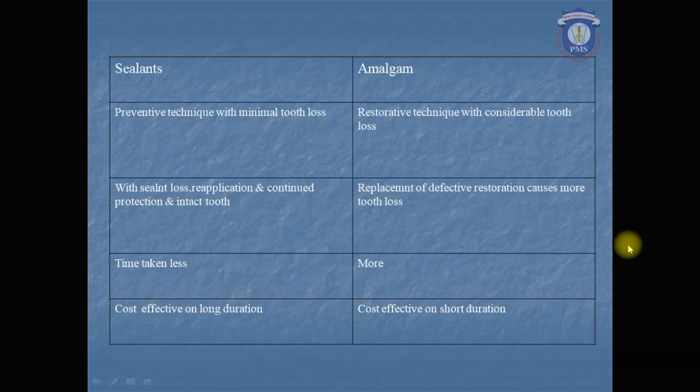Sealants: preventive technique with minimal tooth loss. Amalgam is a restorative technique with considerable tooth loss. With sealant loss, there is replication and continued protection of an intact tooth. Replacement of a defective restoration causes more tooth loss. Time taken is less for sealants, whereas in amalgam it is more. Sealants are cost effective in the long duration, and cost effective in the short duration, amalgam.